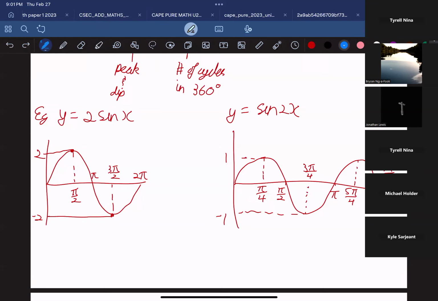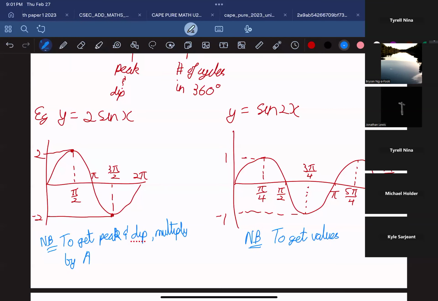Those are my notes there. So note: to get peak and dip, multiply by a. To get values on the x-axis, divide by b.